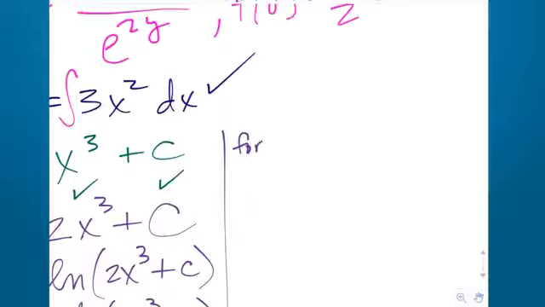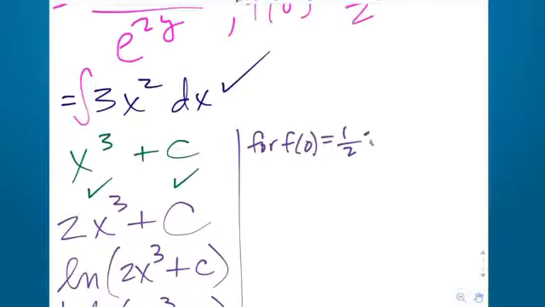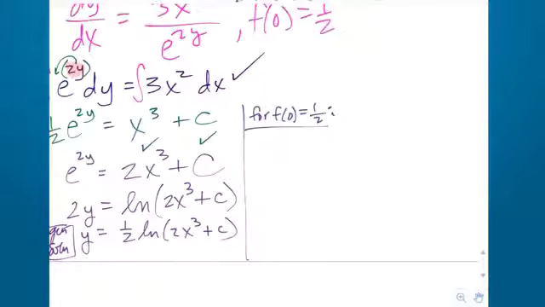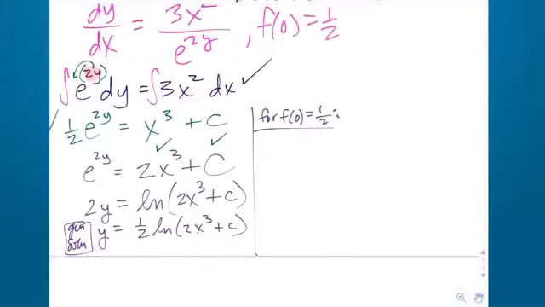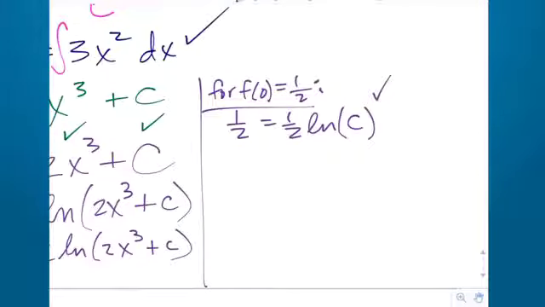So you could say for f of 0 equaling 1/2, okay? When you're doing something else, you kind of make that notation, or you could say at 0, 1/2. So now we'll plug a 1/2 in for y into the general solution, and a 0 for x, which means we get that. You just earned the 5th check for using the initial condition.